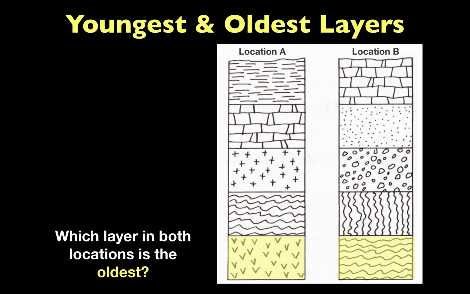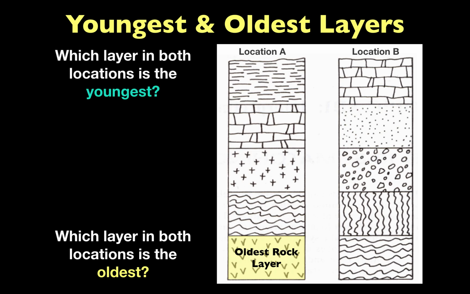So to answer this question, I'm first going to look at the old rock layer in location B. If you look at that symbol, you'll notice that it's also found in location A. That layer is the oldest in location B, but it's not the oldest in location A, so it can't be the oldest overall. Here we have a winner. The bottom layer in rock in location A is the oldest.